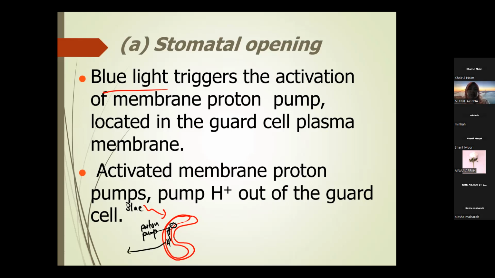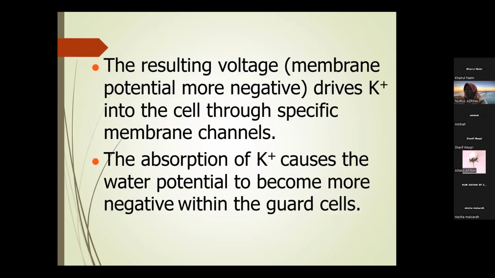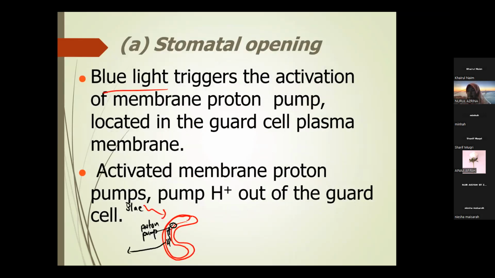Hydrogen ion keluar. So when a lot of hydrogen ions diffuse out through the proton pump, it will cause the membrane potential, or the voltage of the membrane, to become more negative. So the inside of the membrane becomes negative and it will drive potassium ion into the cell through a specific membrane channel. Okay, maksudnya macam ni. Right?